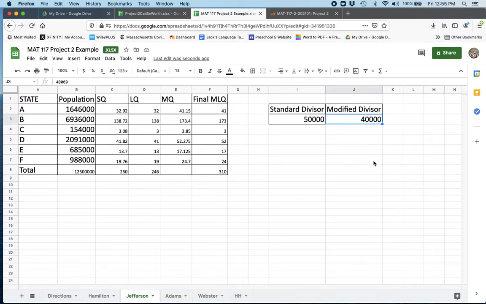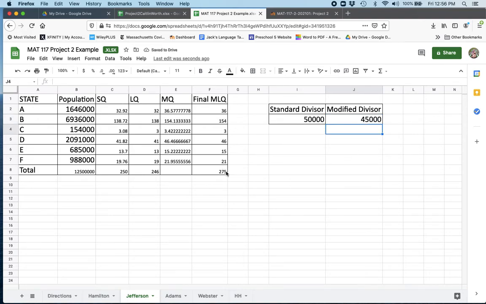And here's the beauty of Excel. I'm just going to change this divisor. Everything in my table will update until I find a divisor that gives me 250 here. So 310 is too big, so I need to make 40,000 bigger. But 50,000, remember, was too big, right? It has to be less than 50,000 but bigger than 40,000. So try something in between, 45,000.